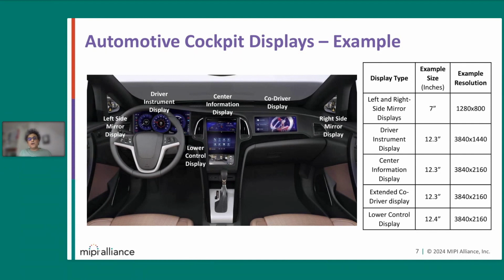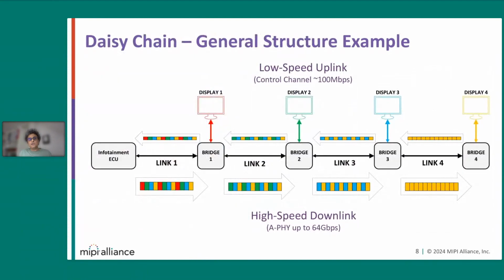And what is MAS doing for that and how do we address that? One very interesting topology that we use for the display is the daisy chain topology, and I will show the diagram later. So in principle, the daisy chain structure is like this: you have one ECU, like here on the left side. It has a link to the first bridge, number 1, which is talking to the display.